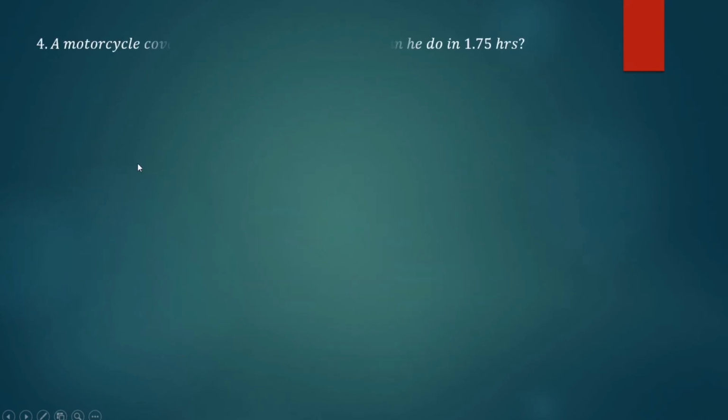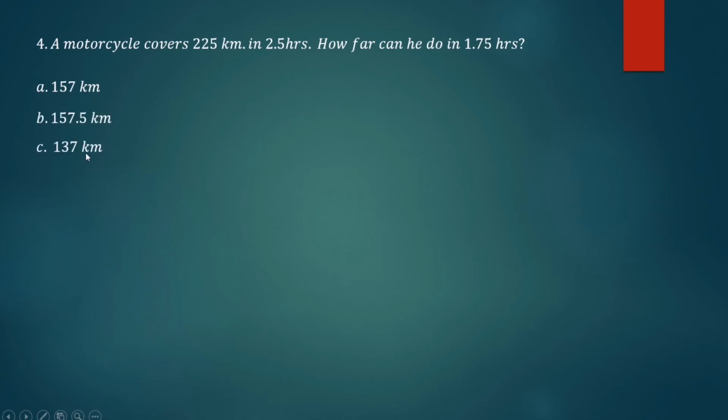For number 4, a motorcycle covers 225 kilometers in 2.5 hours. How far can he go in 1.75 hours? A, 157 kilometers. B, 157.5 kilometers. C, 137 kilometers. D, 137.5 kilometers. So we're asking you here how far. So the unit measurement here is the kilometers.